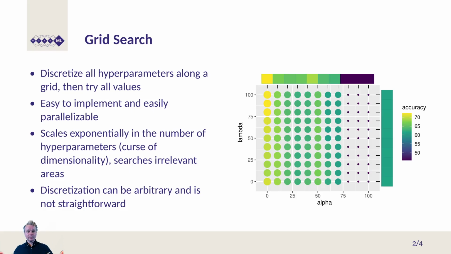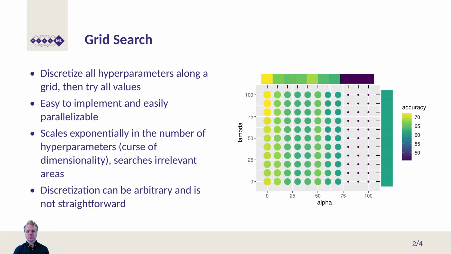I can do as many of them in parallel as I like, but unfortunately it scales exponentially in the number of hyperparameters, so we run into the curse of dimensionality here, and it also tends to search many irrelevant areas in practice. The discretization that this relies on into a grid can be somewhat arbitrary and is not entirely straightforward. In particular, if we have real hyperparameters, where we have to decide on a granularity, because we can obviously not try every possible value. That would be simply too large, so we do have to discretize these in practice.